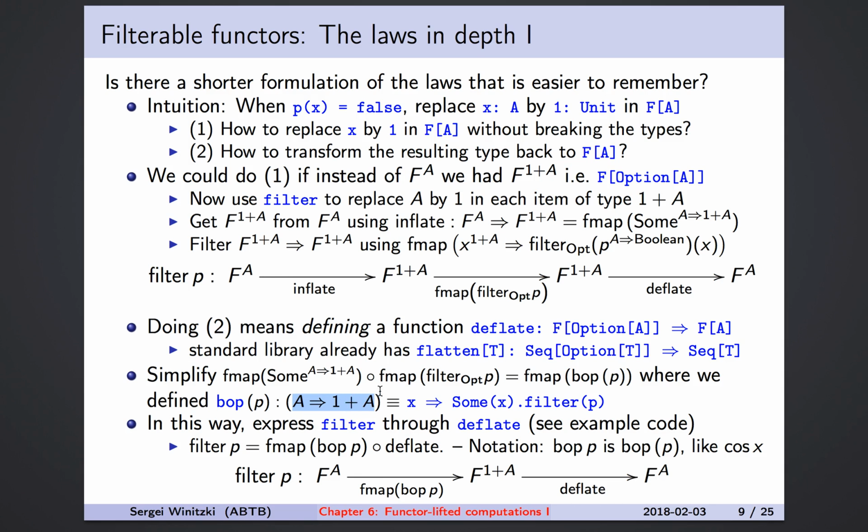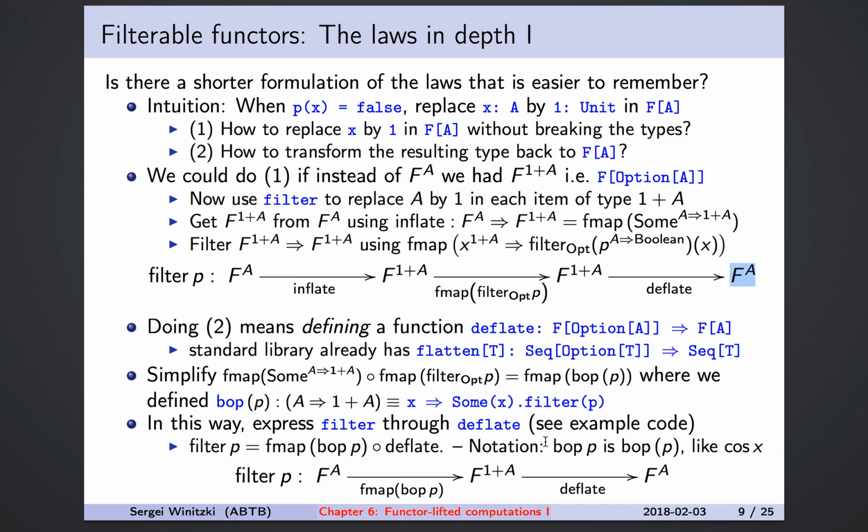So then we see that this function is basically a composition of this and this. So therefore, we can simplify and express filter through deflate by saying that the composition of the first two is equal to fmap of BOP, and the second one is deflate. And so basically we have a composition of fmap BOP and deflate. And that's how we would have expressed filter if we had the function deflate. So deflate is assumed of this type signature from f of 1 plus A to fA.